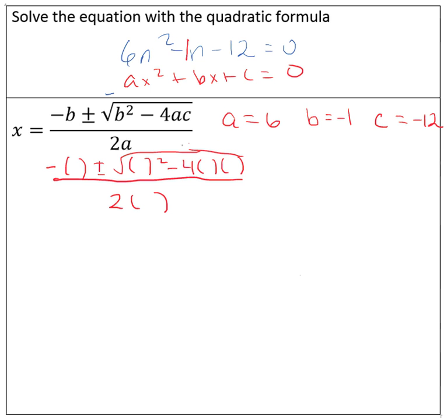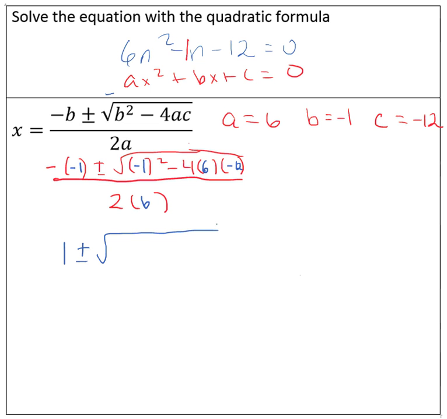So we see that b is our first number, so we're going to plug it in. So I'm going to have -(-1) plus or minus, and then I'm going to plug in -1 there again. And then we have 4 times a, which is 6, and c, which is -12. And on the bottom we have 2 times a, which is 6. So we have negative and negative is 1, plus or minus the square root.